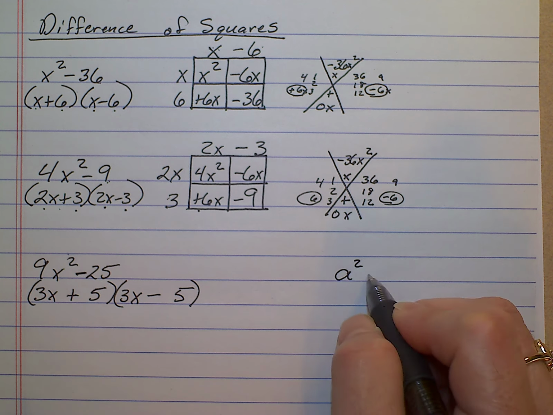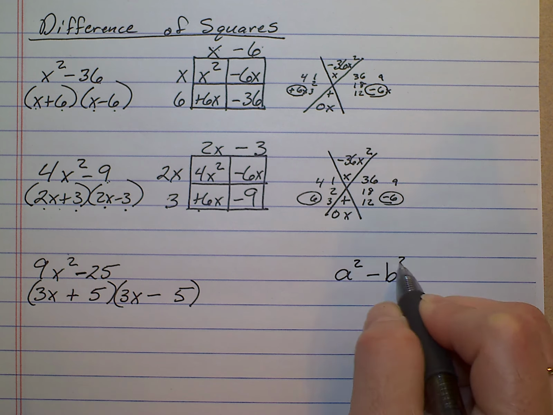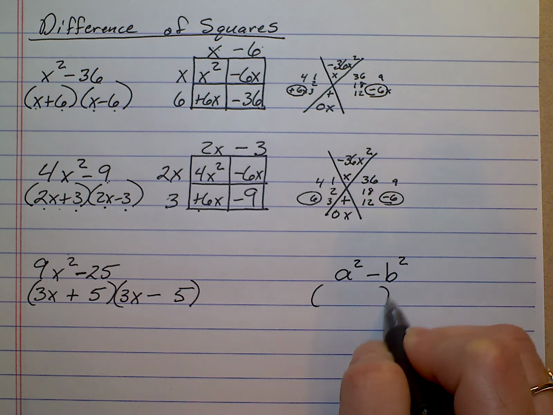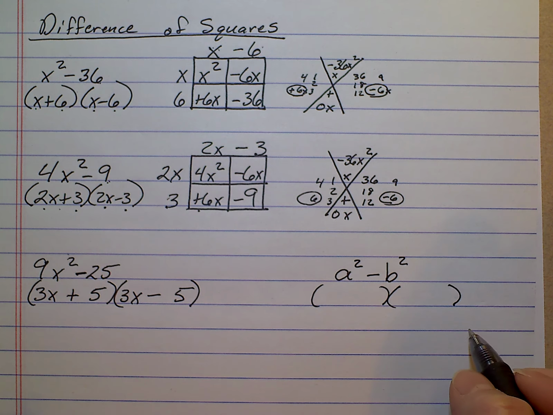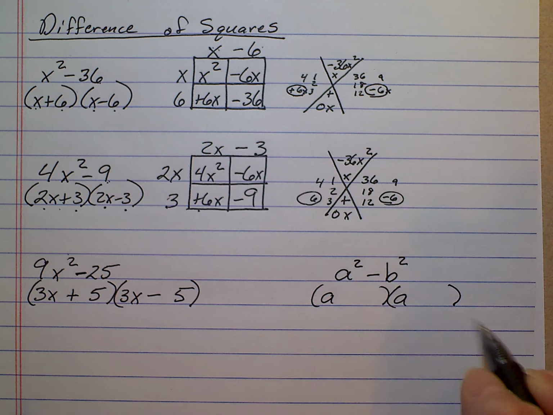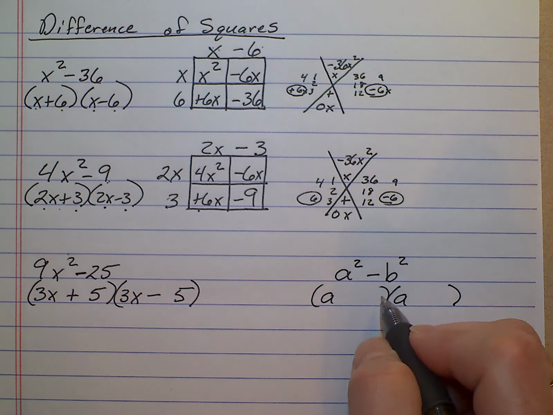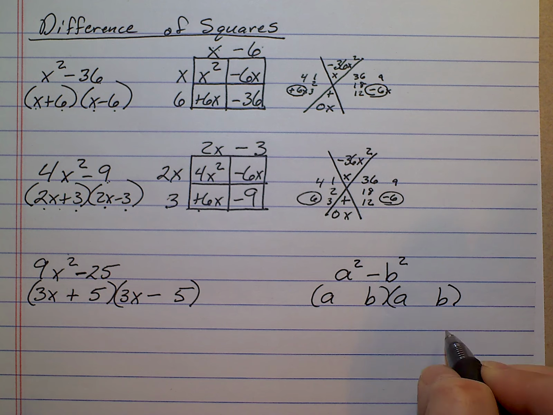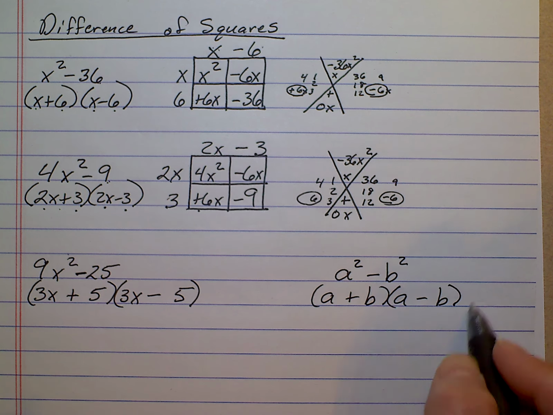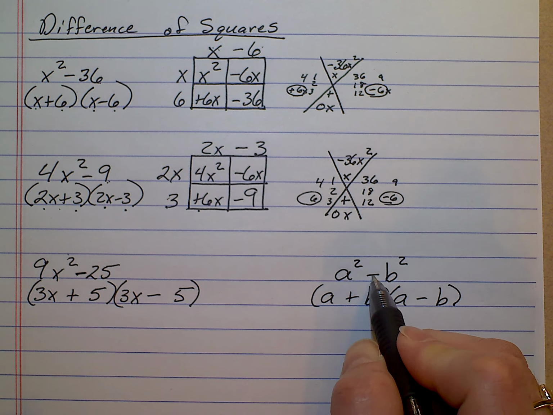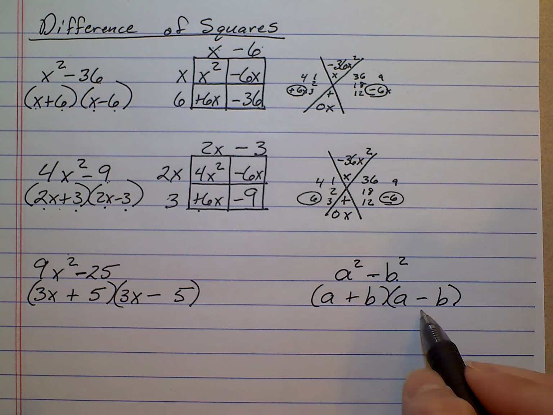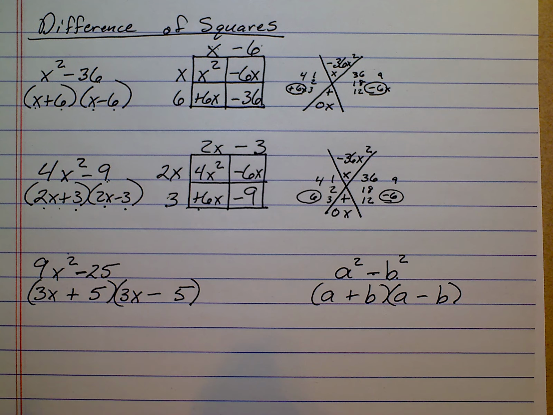I'm going to call it a squared minus b squared, a perfect square minus a perfect square. Can you guess what would be in my factors? Well, what multiplies to be a squared? A times a. What multiplies to be b squared? B times b. Get your plus and minus in there and you're good to go. So this is the pattern. This is difference of squares, and this is the pattern that they will all have.